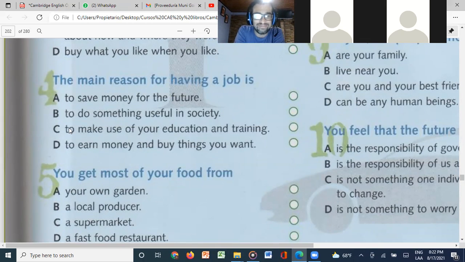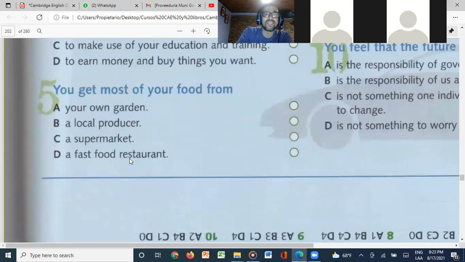Perfect. What about you, Marielos? Well, I don't work. But before, you have never worked. Well, let's pretend that you are working. Which one will you choose for working? I choose the D, to earn money and buy things that I want. Okay, yes, perfect. D. So put D over there.